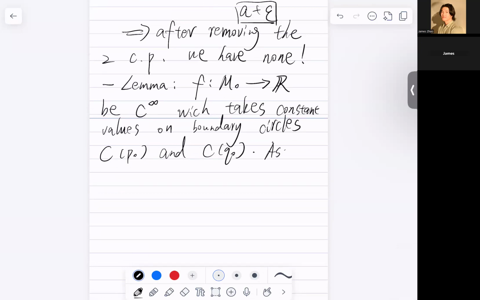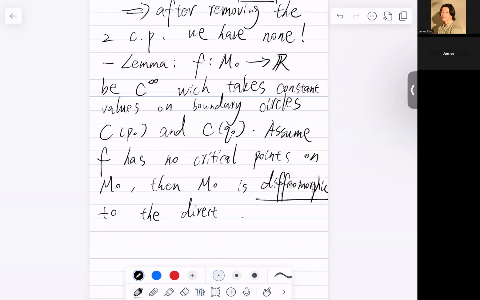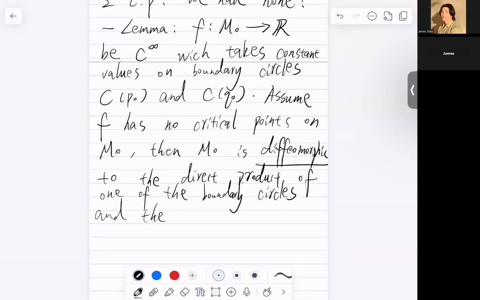And we assume F has no critical points on M naught, which we just showed because we removed the two critical points, now we don't have any critical points. Then M naught is diffeomorphic to the direct product of one of the boundary circles and the unit interval.